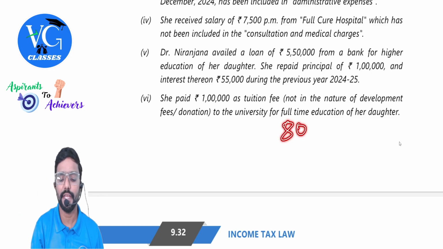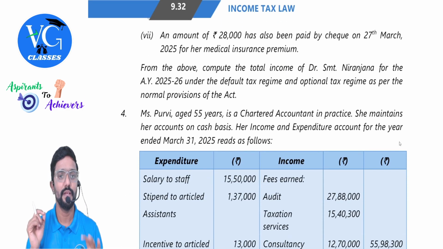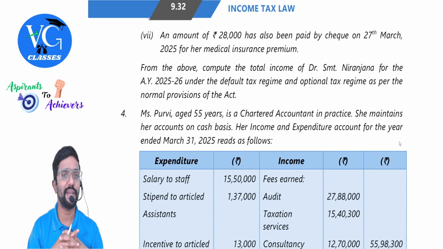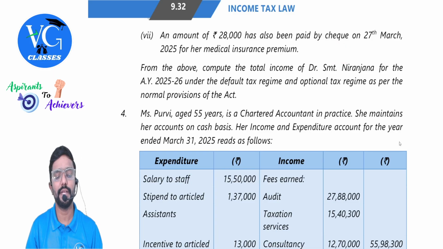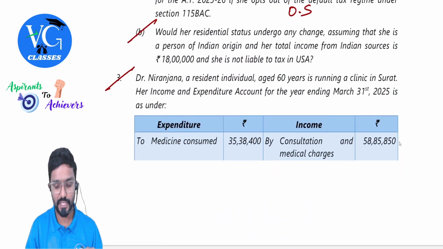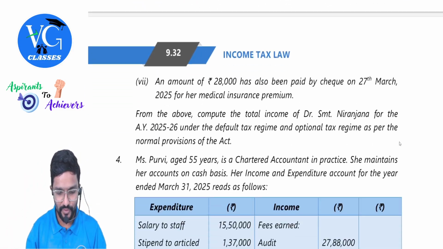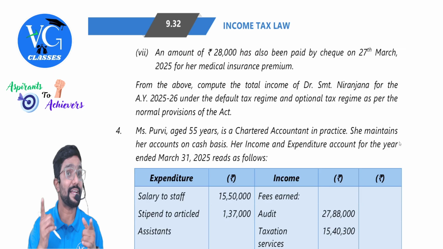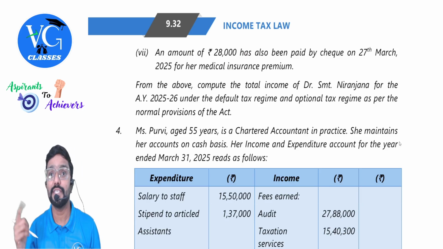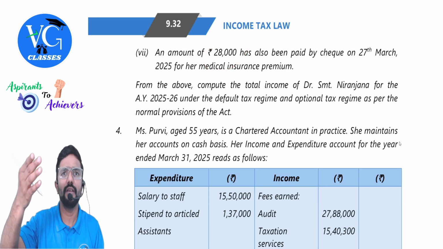Deduction under section 80C, provided they are following the optional regime. Let us see that later. An amount of 28,000 has also been paid by cheque on 27th March 2025 for her medical insurance premium. Deduction under section 80D. What is her age? 60. Senior. So can she claim the full 28,000? Maximum is 50,000 for senior citizens. Less than 60 means maximum 25,000; 60 or more means 50,000 is the maximum. Can she claim the full 28,000? Correct, yes.